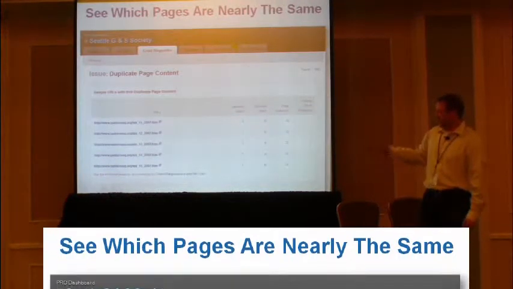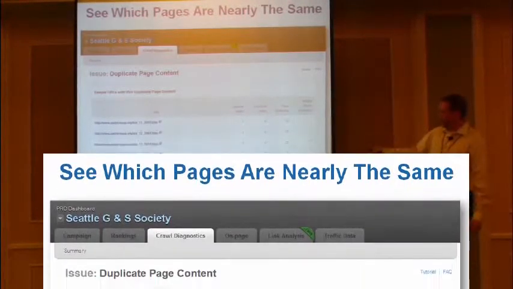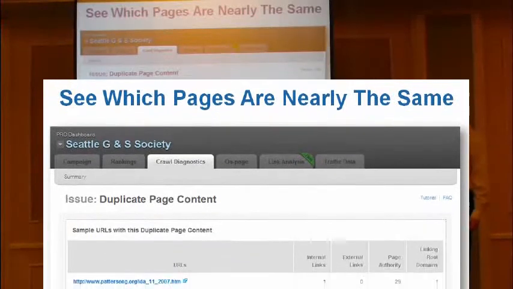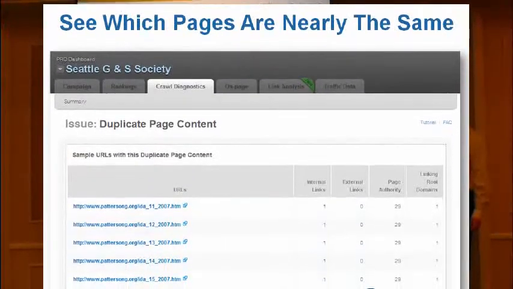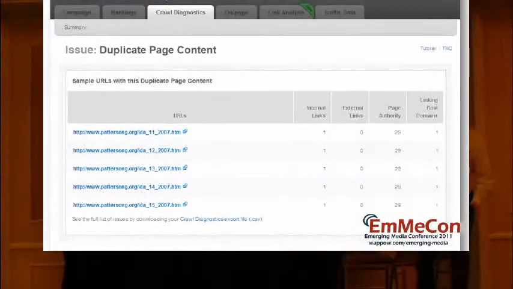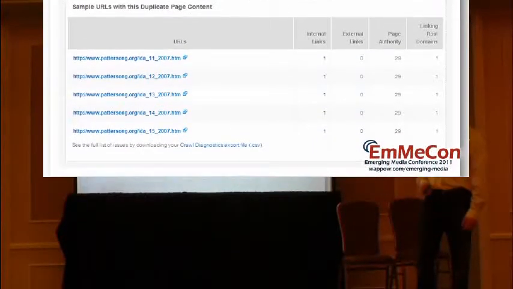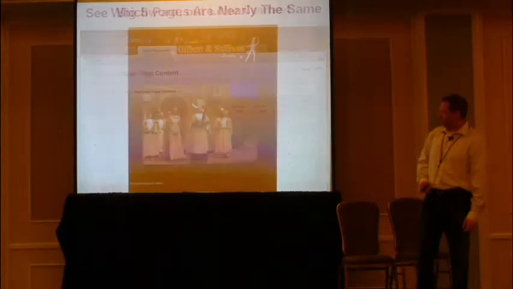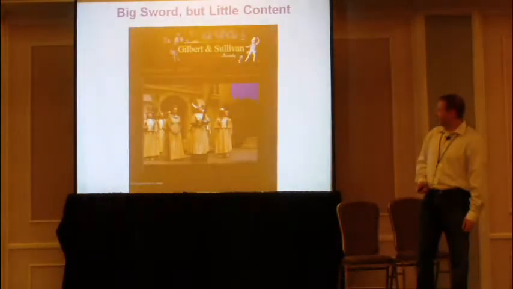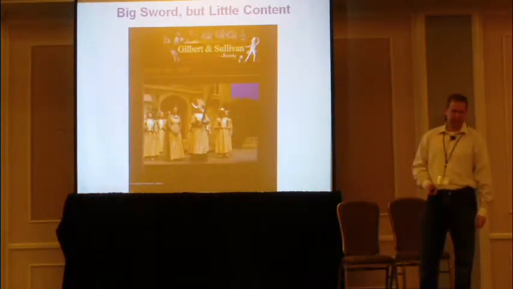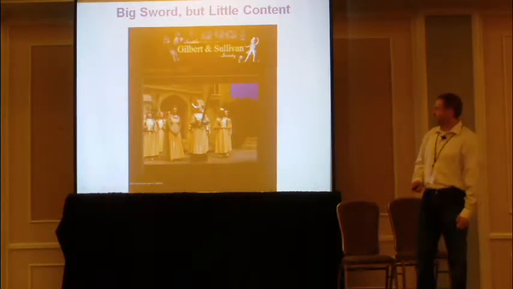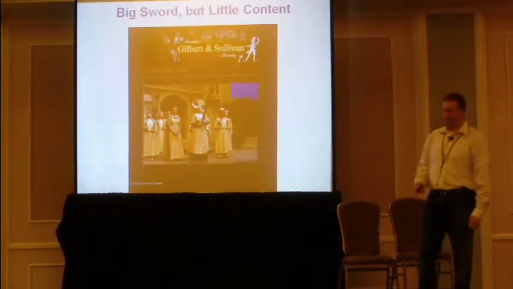Also, I looked at the other error. That was another duplication, and here you can see a number of pages that look very similar. I went in to take a look at these. So I actually went to the page to see what they were. And, well, this is a page with a big picture, big sword, no content. Really just Princess Ida 2007 and a photo credit.